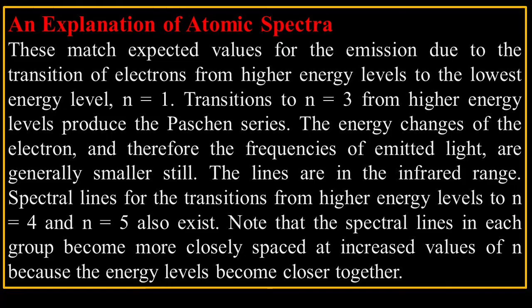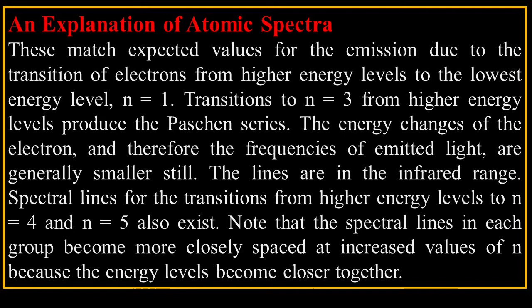and the Balmer series being the middle. An explanation of atomic spectra continued here. These match expected values for the emission due to the transition of electrons from higher energy levels to the lowest energy level, n equals 1. Transitions to n equals 3 from higher energy levels produce the Paschen series.